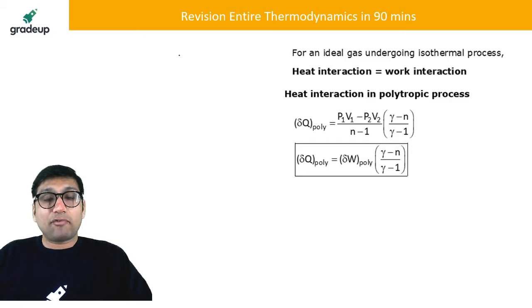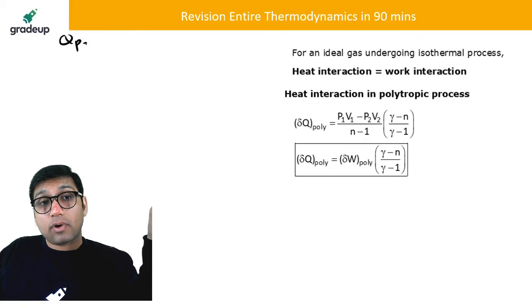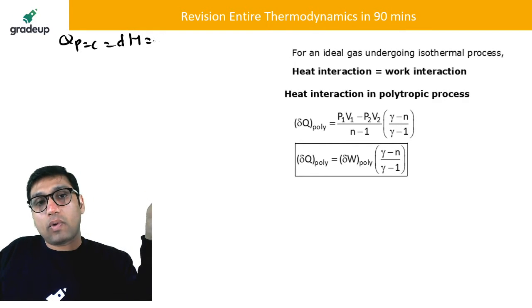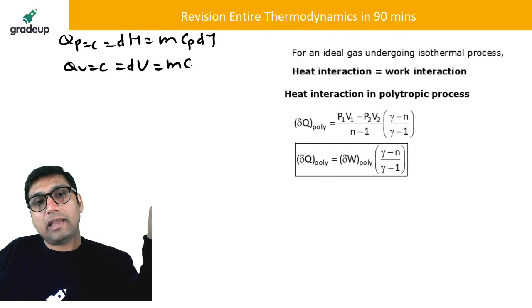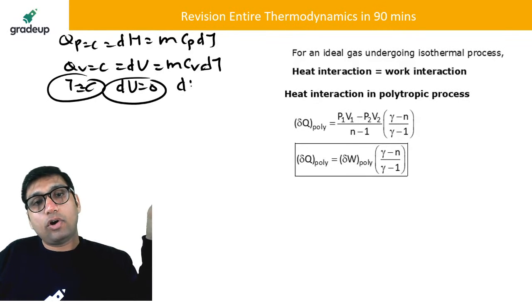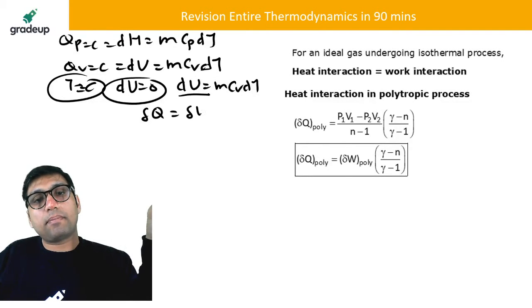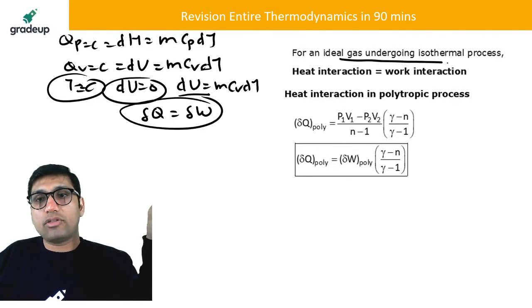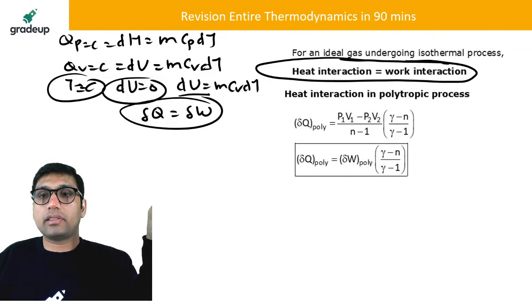Now I have told you that heat interaction for a constant pressure process is equal to the change in enthalpy, which is mCp dT. For a constant volume process, it is equal to the change in internal energy, which is mCv dT. What about a constant temperature process? For a constant temperature process, dU will be 0, because dU is equal to mCv dT. So heat transfer in a constant temperature process is equal to work. For an isothermal process, heat interaction is equal to work interaction.